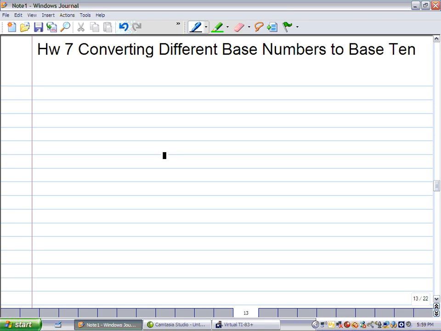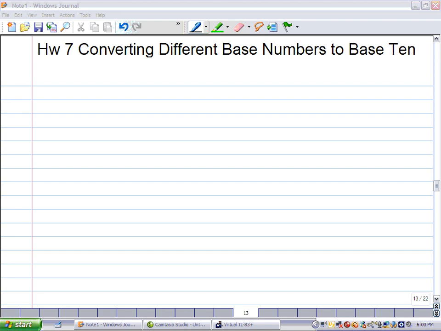In this segment, we're going to learn how to convert numbers from different bases into base 10 numbers. Base 10 numbers are what we're familiar with, so we love them, and we find the others hard to understand, so we want to know how to convert the others.